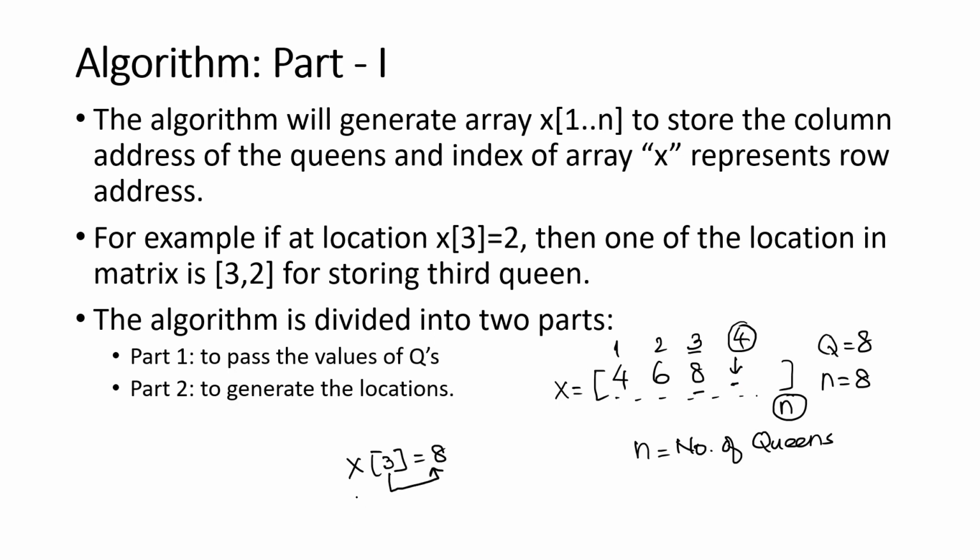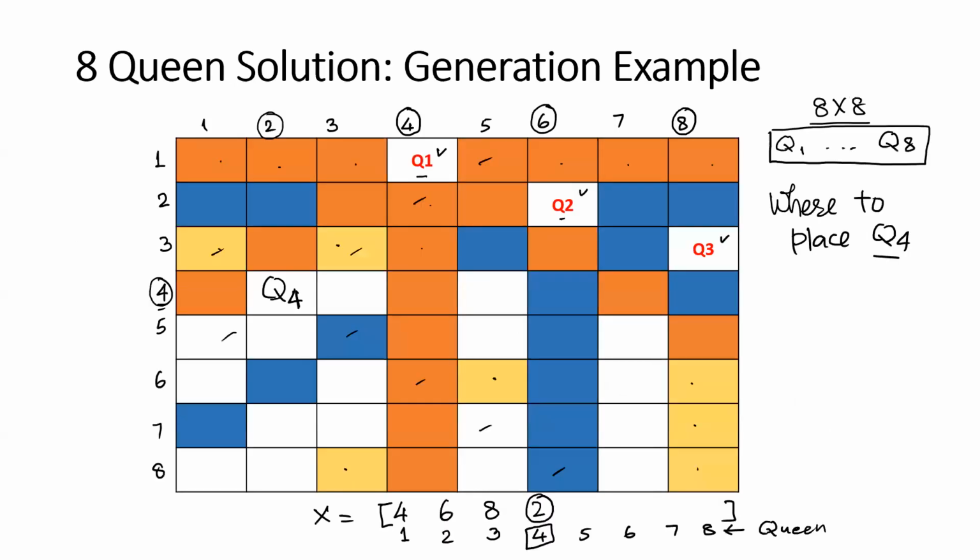So divide the algorithm into two parts. This particular process has divided the algorithm into two parts. First part will just pass the value of queen, and second part will generate the location. For example, the first part will pass the value of queen, which is 4, and the second part will generate the location, which is right now, according to the constraint, 2. So we will try to prove that if I try to place Q4 here, then it is not permitted. That's the idea.